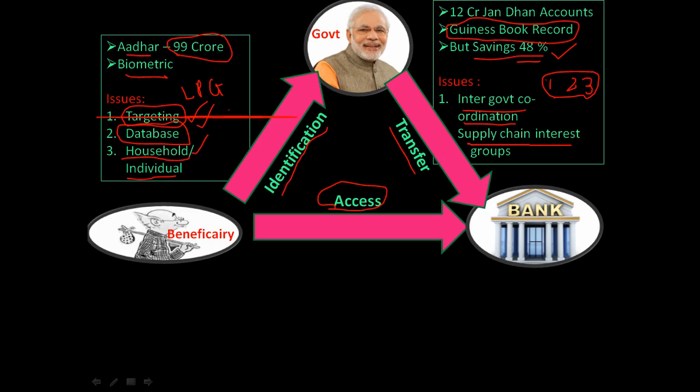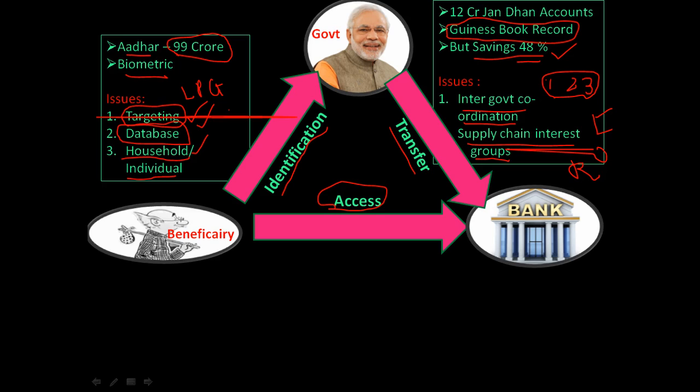Secondly, the issue of supply chain interest groups. Now, in the supply chain, we'll have people. This is the fair price shop owner. Then we'll have some wholesalers. Then we'll have some retailers, and all of their interests should be taken into account. Everyone is driven by profit, even they want profit, so their profit should be incorporated. Otherwise, they'll try to oppose it or do some lobbying against this scheme.